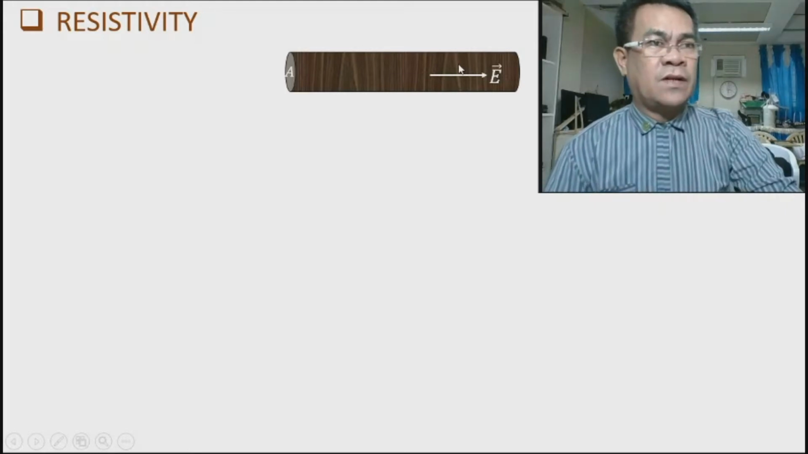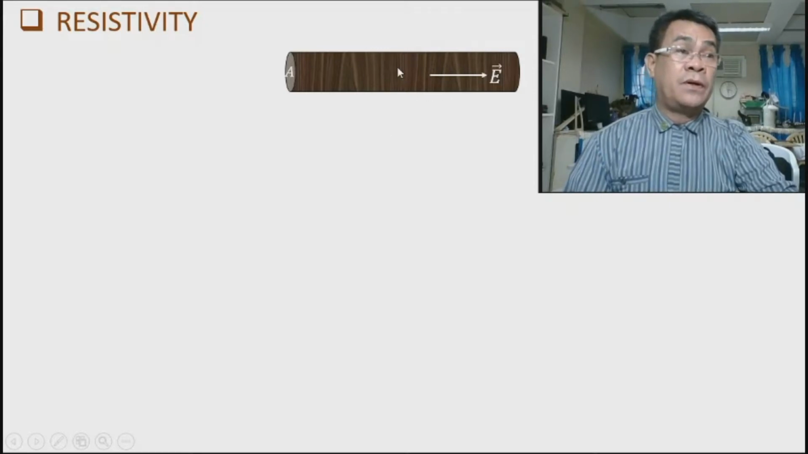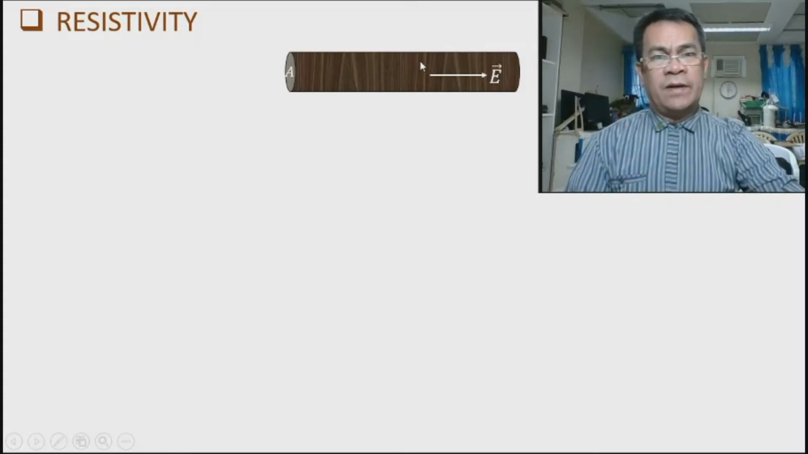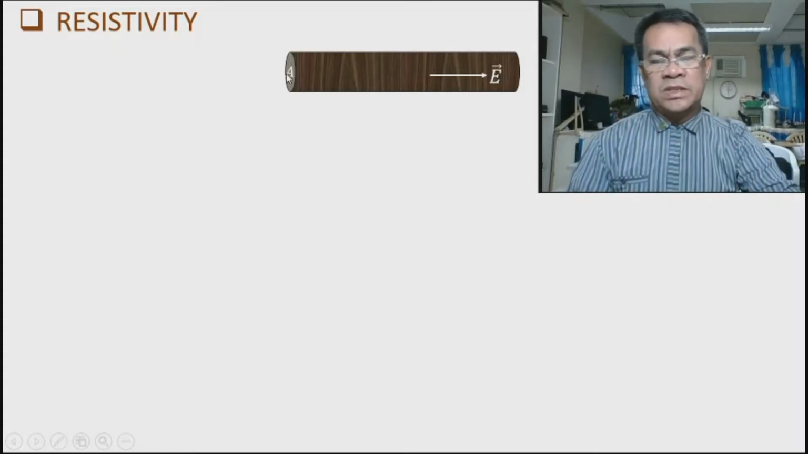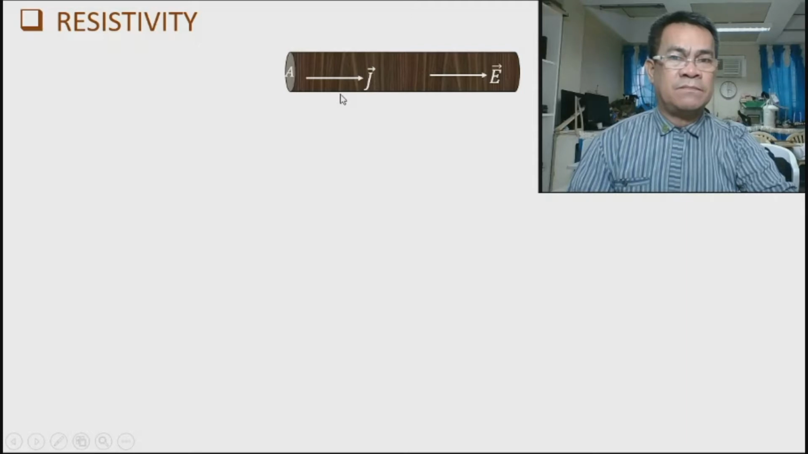Okay? So what is current? It is the motion of charge per time, so it should be coulomb per second. That's why the unit of current is ampere. If we divide that I by the cross-sectional area, the answer is the current density. So we have the current density, which is J.